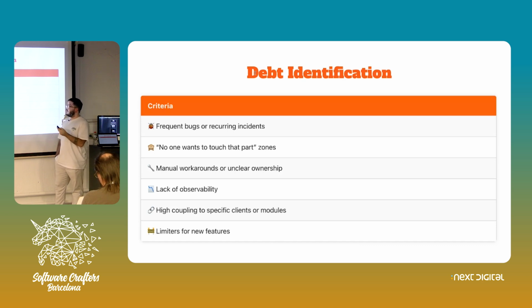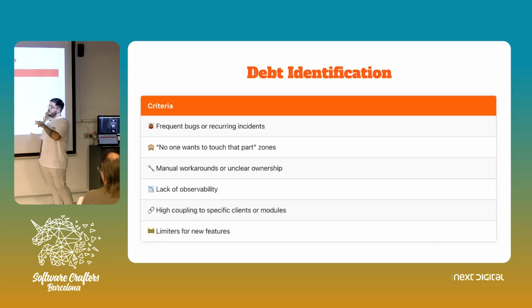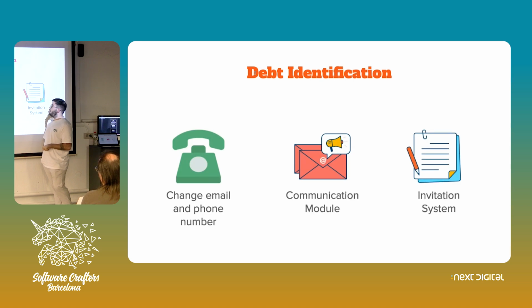Then we have, in multi-tenant environments, high coupling to specific clients might be bad. And the last one, limiters for new features, might come in 2 flavors. You may have the flavor of the absence of something limits our ability to implement new features in a specific domain, or you may have the state of something limits our ability to implement new features in a given domain. We'll see examples of one of those around now. So we discussed this, and these were the three things that we came up with.